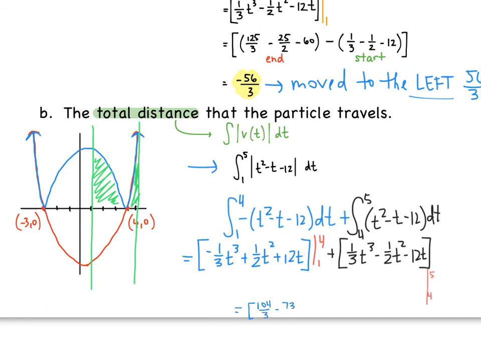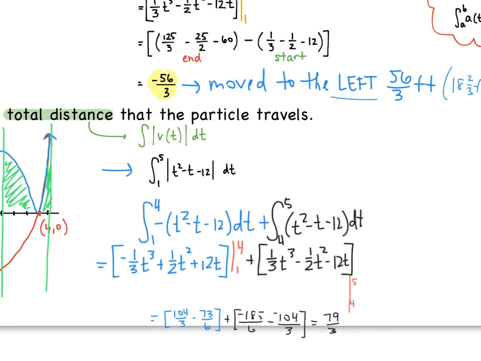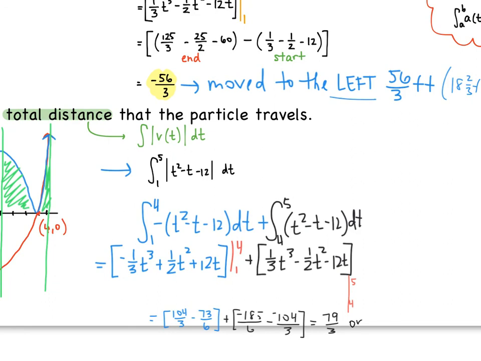104/3 minus 73/6 for that first part, plus we'll get negative 185/6 minus a negative 104/3 for the second part, and what that comes out to be is 79/3, or 26.3 repeating feet. So that is the total distance that that particle traveled.